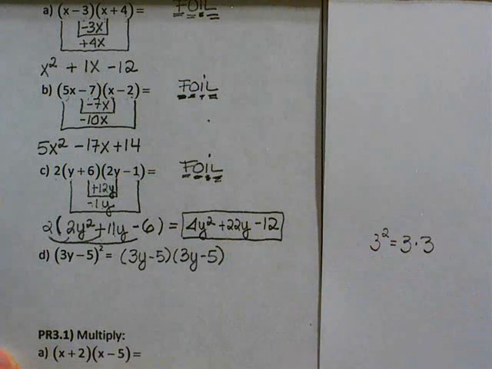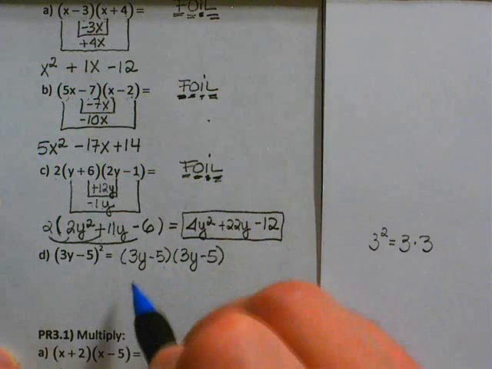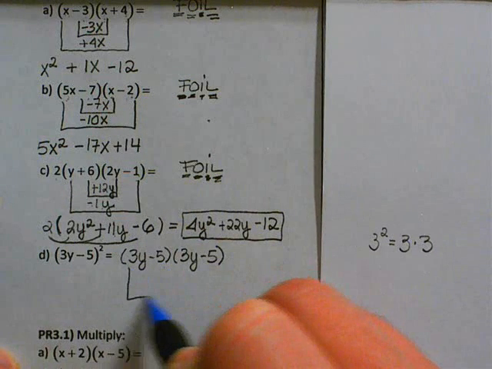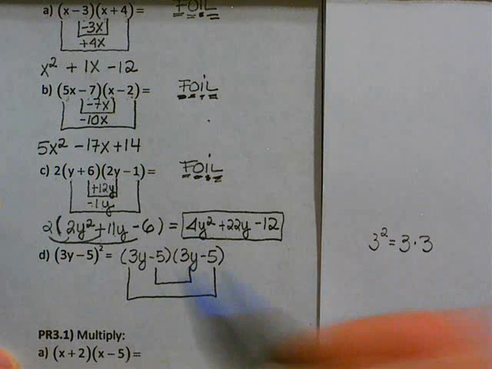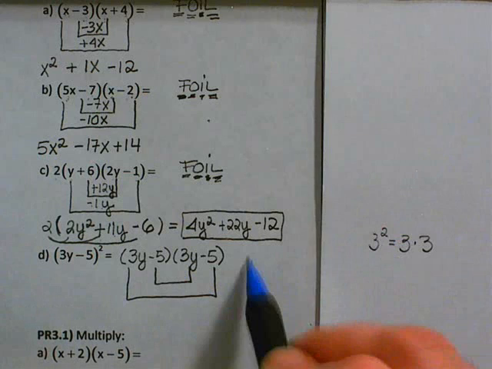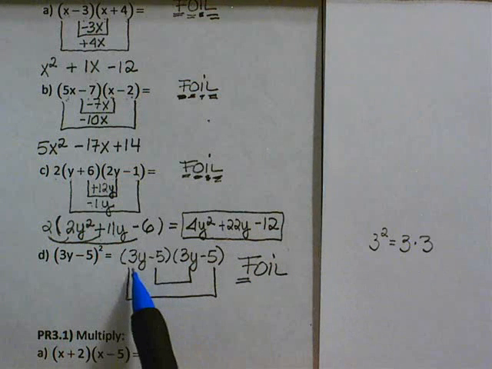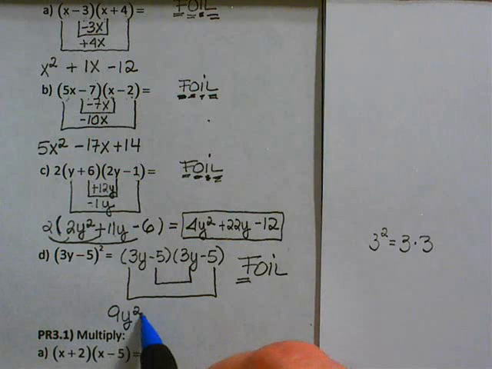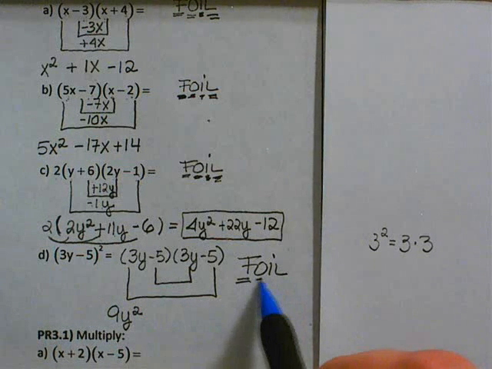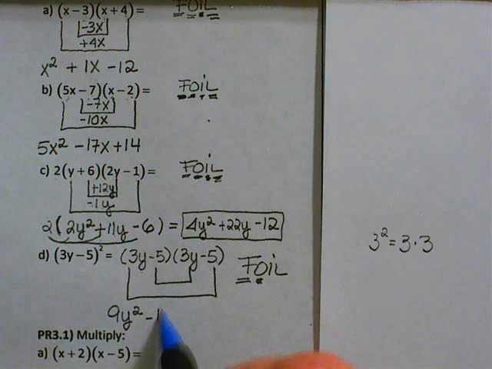And now we have the same types of problems that we've been solving today. We apply FOIL. We draw the outer box and the inner box, and we apply FOIL. So first times first, 3y times 3y is 9y squared. The outside numbers, 3y times negative 5 is negative 15y.